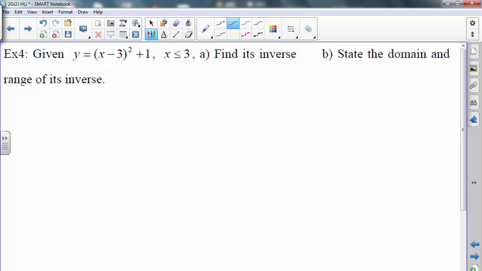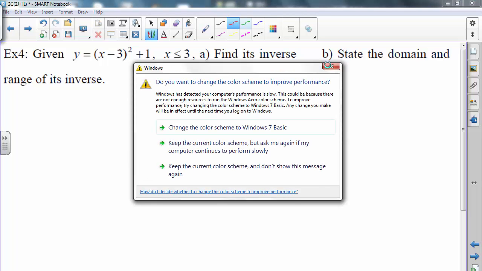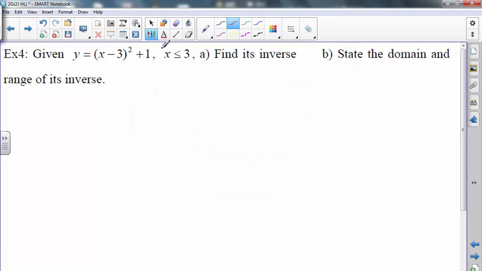Because if you flip the parabola over the y equals x line, you will find the new graph is not a function graph. This is the reason. If you read this question here, you will see this function is a quadratic function, which means the graph is a parabola. However, the domain is not all real numbers anymore. The domain is x is less than or equal to 3.